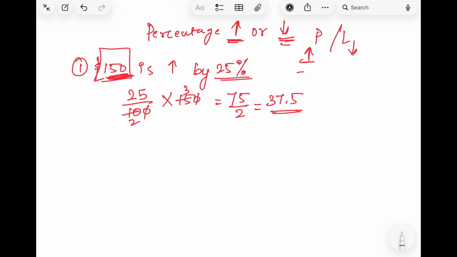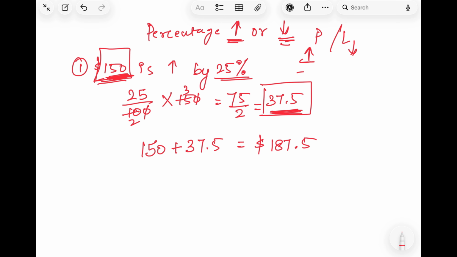So we will find the number after the increase. After the increase, that means we will add this increase to the given number. The given number is 150, plus we add this increase, 37.5. After we add them, we get 187.5. So after increasing $150 by 25%, the new price is 187.5. Similarly, you can take up the same example for decrease also.